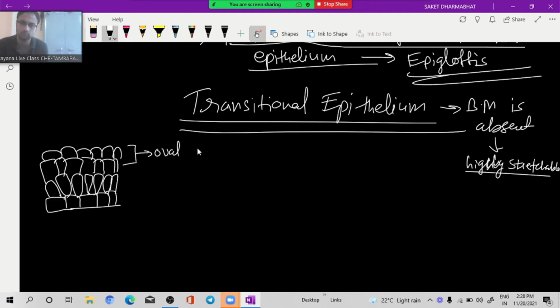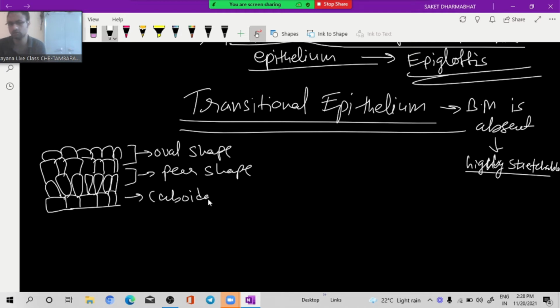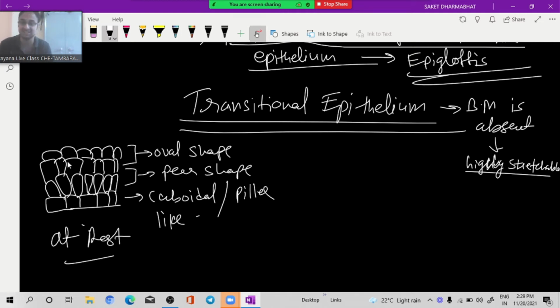Okay, so the upper two layers are what? Oval shape. Middle layer is what? Pear shape. And the lower layer is either cuboidal or columnar shape or pillar-like. So this is at relaxed state, at rest. But when it gets stretched, all of these cells become what? Flat like this. When you stretch this transitional epithelium, all cells will become flat.